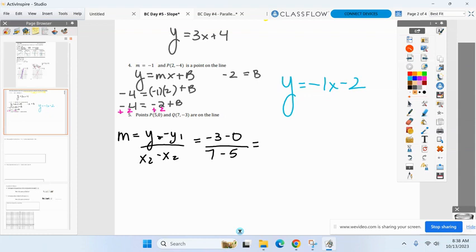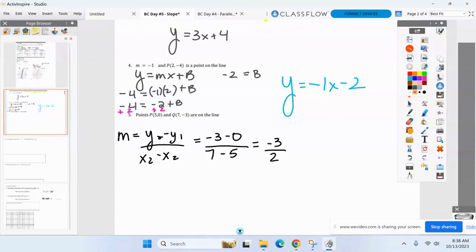I always like to leave it as a fraction, please. Leave it as a fraction if possible, and I think your calculator gives you both anyway. -3/2. That's what we're getting out there, -3/2. All right, there's the slope.